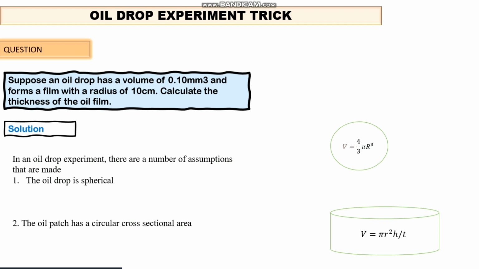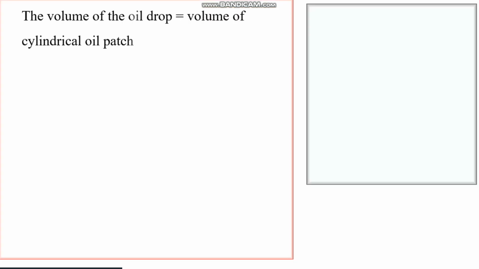And remember, the volume of the oil drop is the same volume that has spread on the surface of water, meaning the volume of the oil drop will be equal to the volume of the oil patch. This oil patch has a thickness or height and has a radius given by r. We use the small letter r to denote the radius of the oil film. The oil drop is spherical and the oil patch is cylindrical.